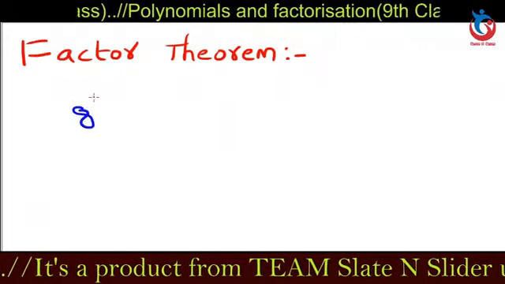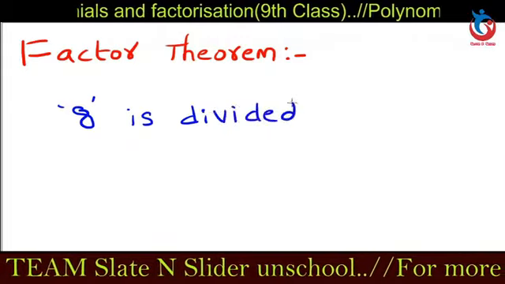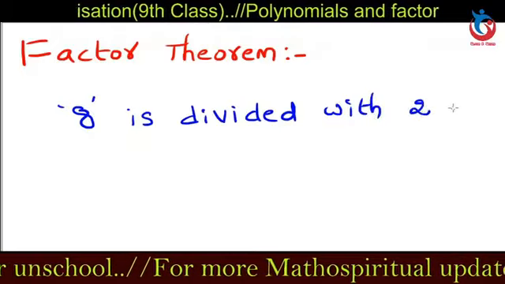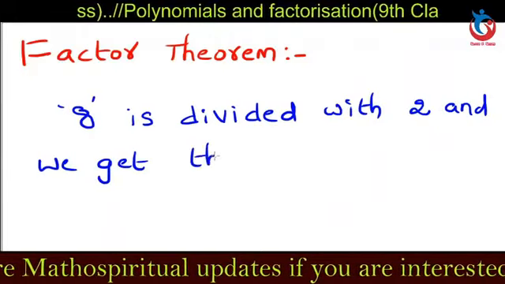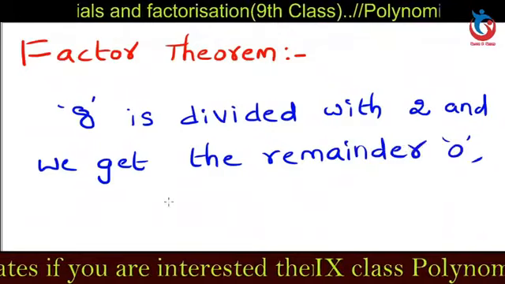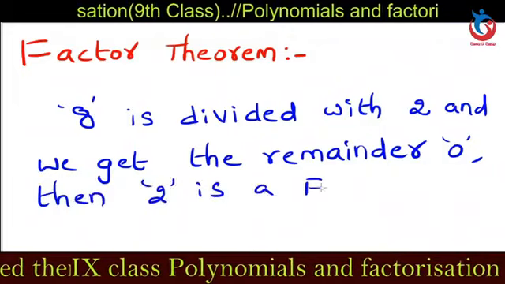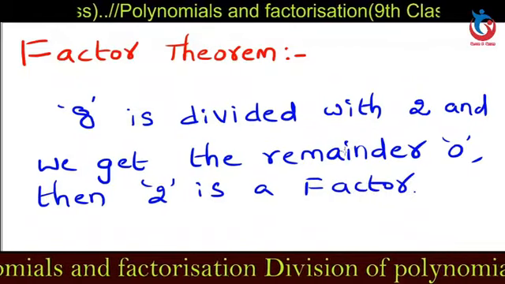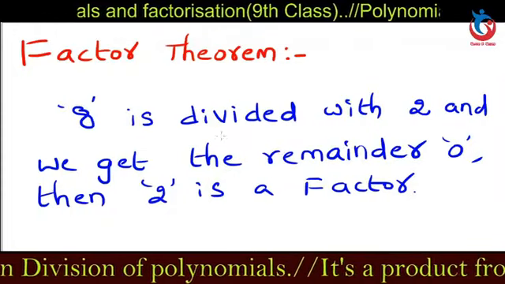Suppose if 8 is divided with 2 and we get the remainder 0, then 2 is a factor. If 8 is divided with 2 and we get the remainder 0, then 2 is called a factor of 8, and we will take the converse of it.